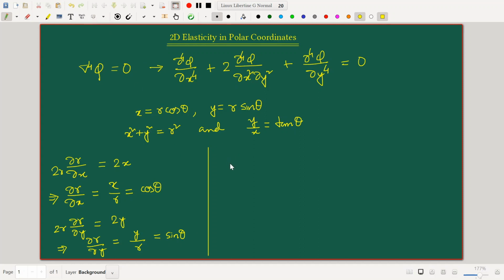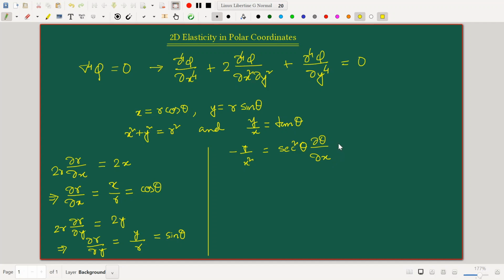in order to find the corresponding derivatives for the theta, that is to say, instead of del r del x, if we want to find out del theta del x, we have to consider this relationship. And for that, we'll again differentiate this relationship with respect to x first and then with respect to y. So here, if we differentiate this with respect to x, what we'll obtain is minus y by x square is equal to sec square theta del theta del x.